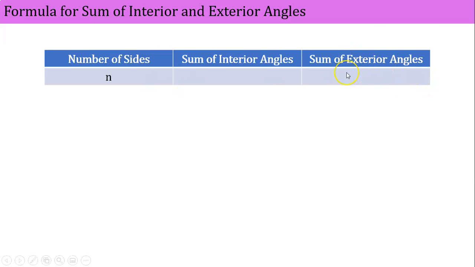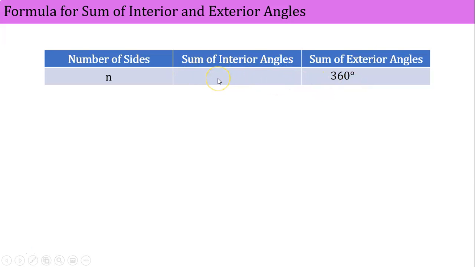So the easiest one is the sum of the exterior angles, 360 degrees. I just finished telling you that no matter how many sides a polygon has, the sum of the exterior angles is 360.